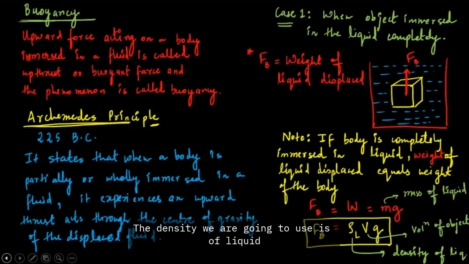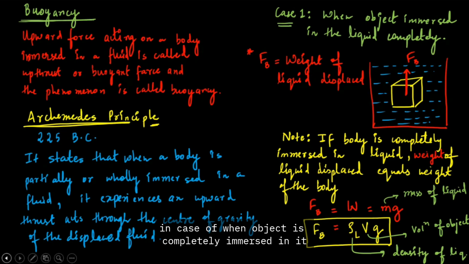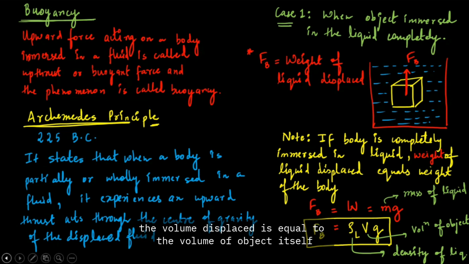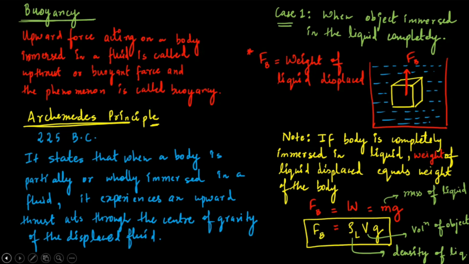Are you getting it? The density we are going to use is of the liquid. The volume we are going to use is of the object, in case the object is completely immersed in it. Wait, so density is the density of the liquid, and the volume will be the volume displaced by the object, right? Yeah, the volume displaced by the object. In that case, the volume displaced is equal to the volume of the object itself because the object is completely immersed in it. If the object is not completely immersed, then the volume of displaced liquid is not equal to the volume of the complete object.